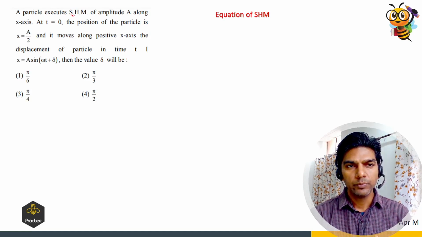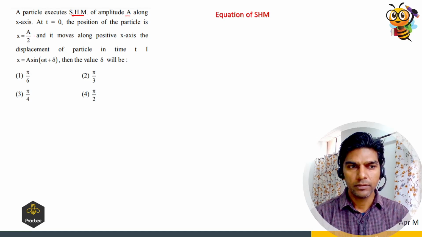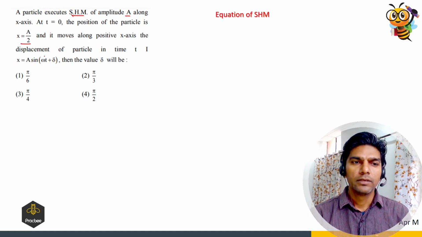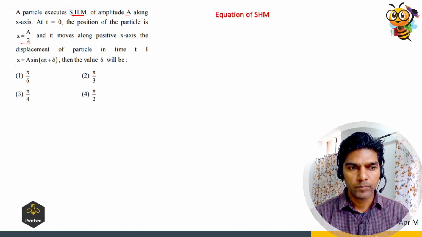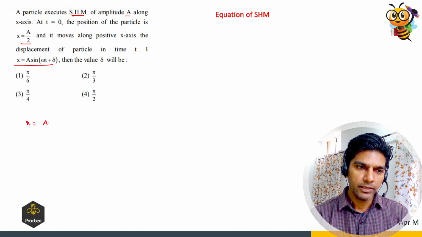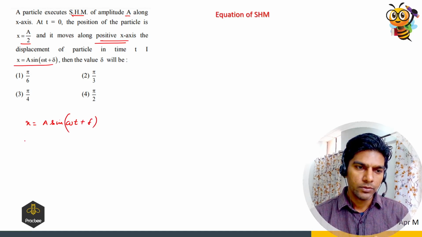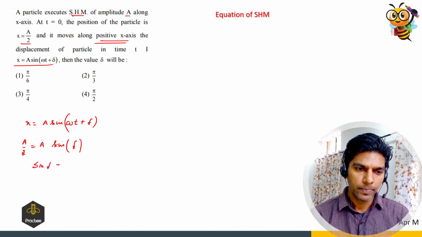A particle executes simple harmonic motion of amplitude a along the x-axis. At t equals 0, the position of the particle is a by 2, and it moves along the positive x-axis, and the displacement of the particle in time t is x equals a sine omega t plus delta. We have to find what is the initial phase constant, right? So x is given as a sine omega t plus delta, and we are given the particle is going in the positive x direction. So if I put x as a by 2 at t equals 0, we are getting sine delta as 1 by 2.